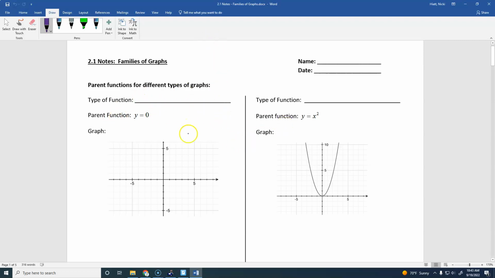So our first type of function that we're going to look at is just called the constant function. The parent function would be y equals 0. It is graphed there, but we can't see it. Because what is the equation y equals 0? Is it the x-axis or the y-axis? Okay? Alright. Caleb is correct there.